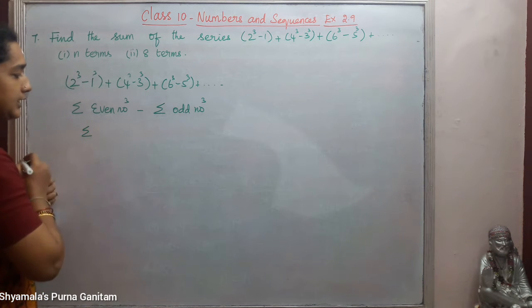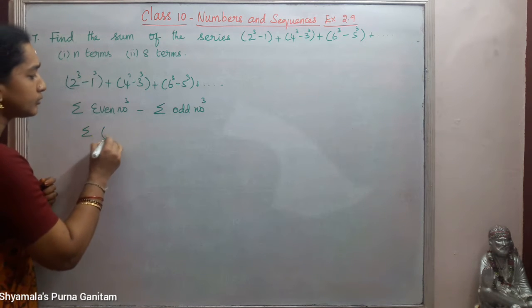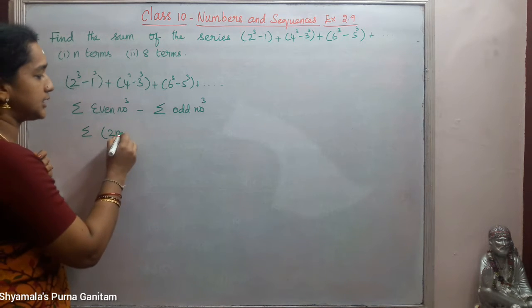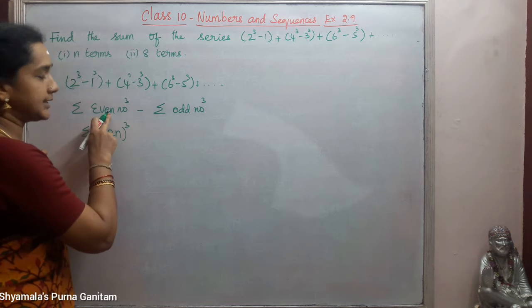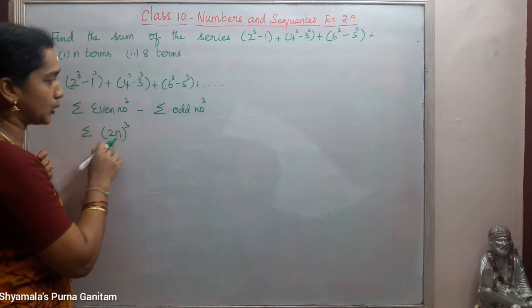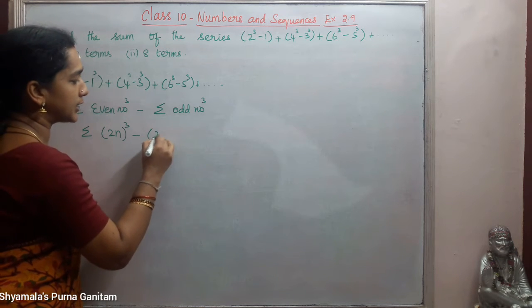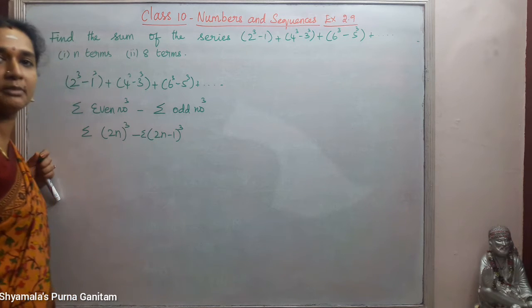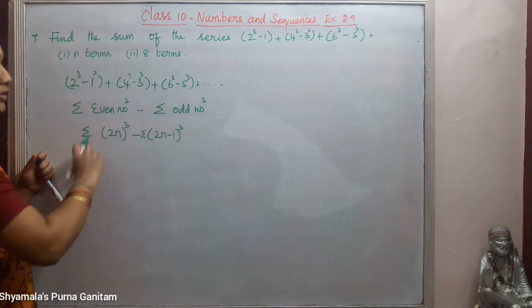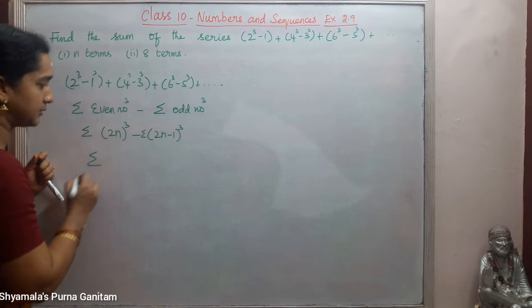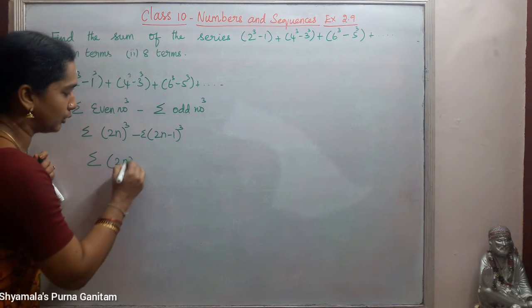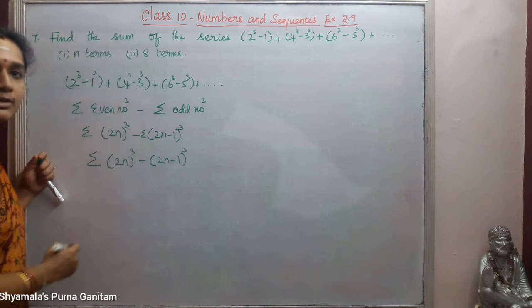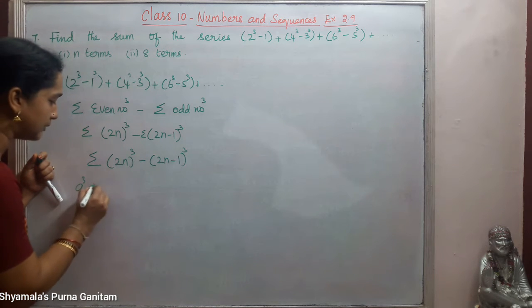So this we can write it as sigma 2n cube. Since it is an even number, we can write it as 2n, minus the odd number, which is 2n minus 1, the whole cube. Sigma 2n minus 1 the whole cube. So this is of the form sigma of 2n cube minus 2n minus 1 the whole cube. So this is of the form a cube minus b cube.